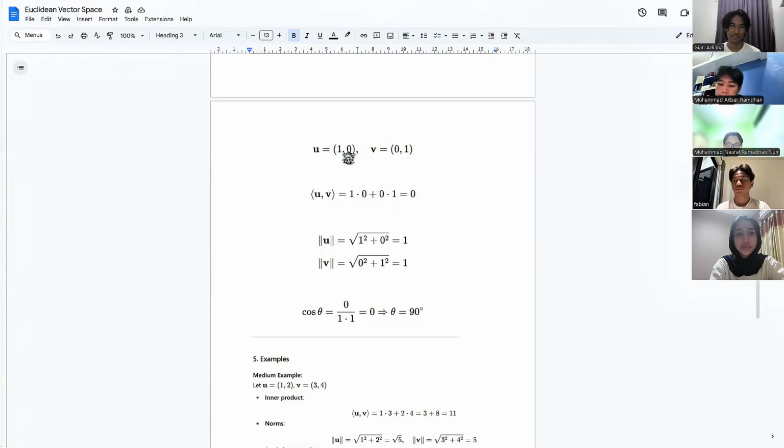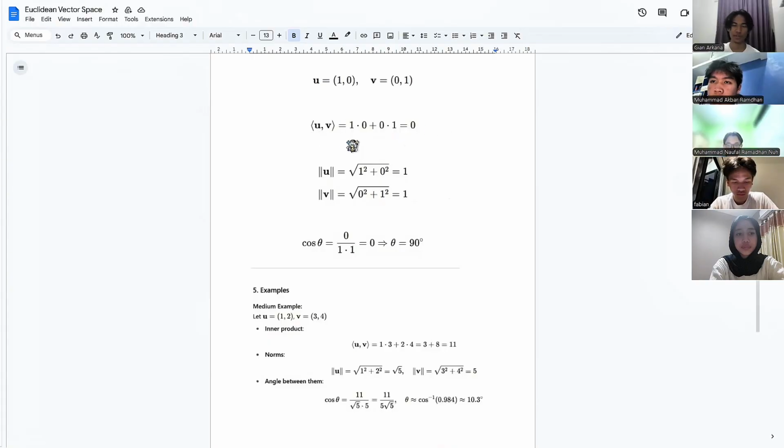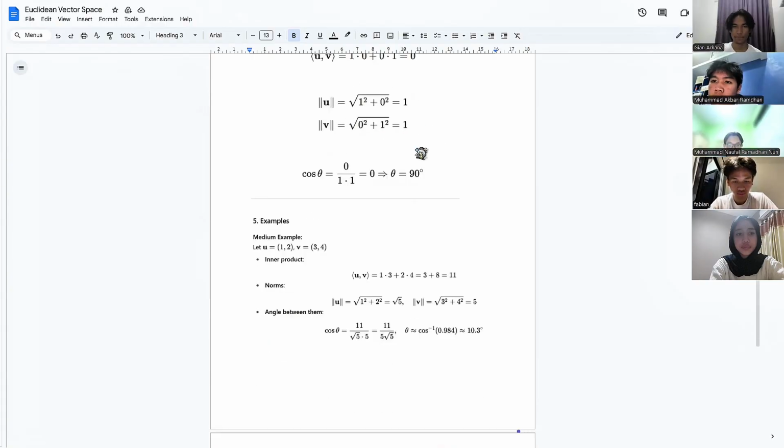So here we have the first member of vector u, which is 1. We multiply it with the first member of vector v, which is 0. And for the second members, we have from u, which is 0, and from v, which is 1. 1 times 0 is 0, and 0 times 1 is also 0, which means that the inner product, or the dot product, is 0.